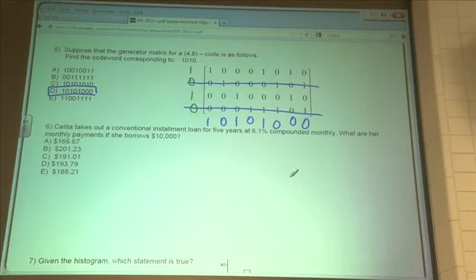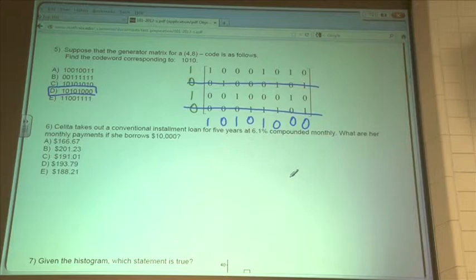Miss Salita takes out a conventional installment loan for 5 years at 6.1% compounded monthly. What are her monthly payments if she borrows $10,000? All right, so for this one, we need to go to our handy-dandy formula sheet or go to your lecture notes. She's taking out a loan for 5 years. We need to find out what her monthly payment is. This is that really ugly formula on page 75 of your lecture notes. Bust those out, page 75.